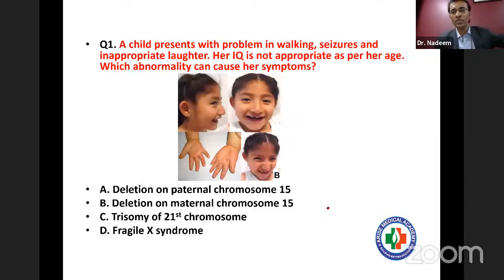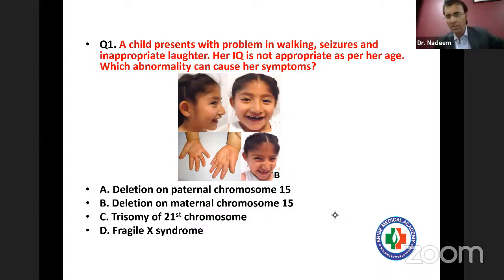So fine, first question for you. A child presents with problem in walking, seizures, and inappropriate laughter. Her IQ is not appropriate as per her age. I can say that she looks mentally retarded, right? Which abnormality can cause her symptoms? Answer me, please. A, B, C, D.